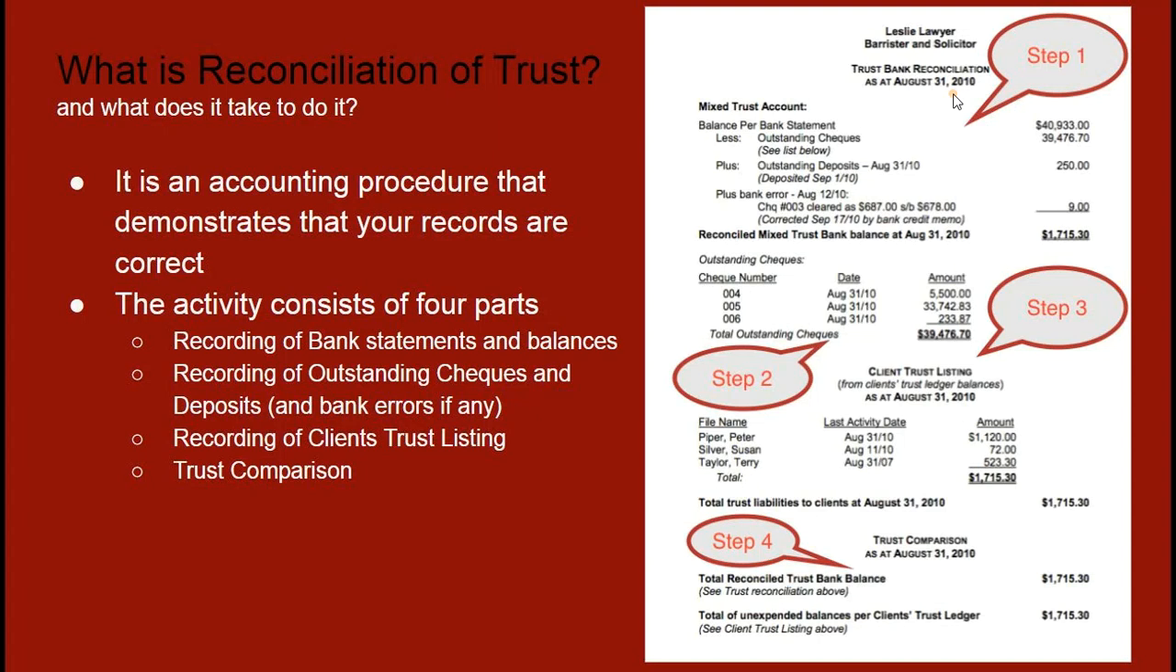So of course, this is a quick snapshot of an example provided to you under the Law Society's Bookkeeping Guidelines book. And of course, it's dated, but the concept remains the same. As of August 31st, 2010, there is $1,120 left in the Peter Piper file, and the last activity date was August 31st. Okay?